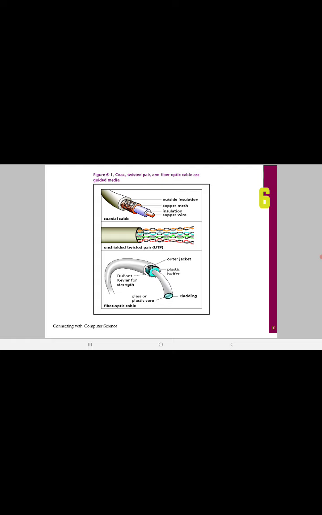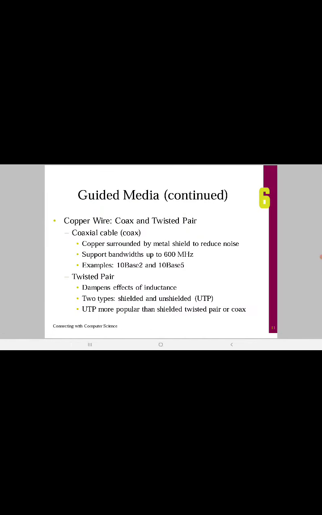So these are the different diagrams: coaxial cable, twisted pair cable, and fiber optic cable, the guided media. The first one is coaxial cable. It is covered with outside insulation and copper mesh. Next is insulation, and next is the copper wire. The second one is UTP, or unshielded twisted pair. The third one is fiber optic cable, with an outer jacket, plastic buffer, cladding, like that.